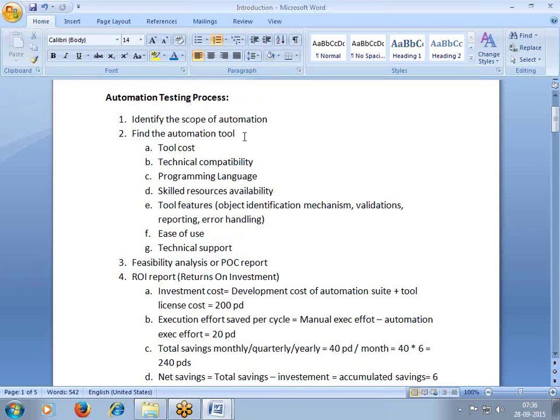In case an automation tool is not already available with the client, and the client asks you to decide and suggest some automation tool to automate this project, in that case the automation lead will do this process.